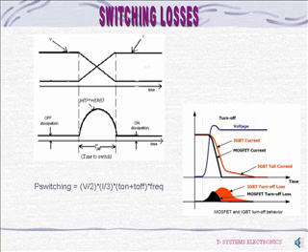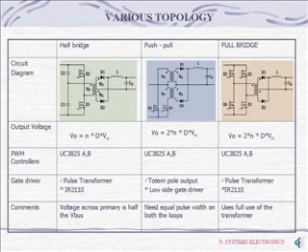Switching losses. When the MOSFET is switching from on state to off state or vice versa, the voltage across the MOSFET increases and current decreases or vice versa. The amount of time it takes during the transition is the switching loss. It is directly proportional to the rise time and fall time.